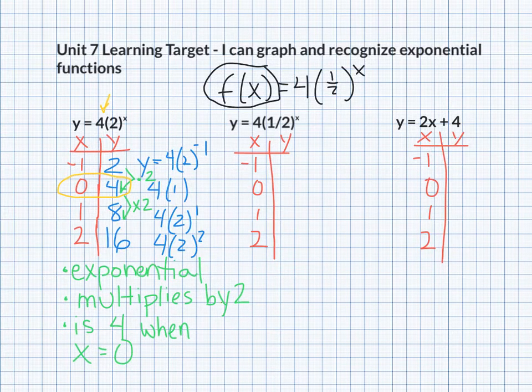Okay. Let's compare that to the next function. I'm not going to do the whole thing, but here's what I will want you to do for class. I want you to write the same facts after we go through this one, and then the same thing for the third one. I'm going to start you on this, but 4 times 1/2 to the -1. Well, that's like 4 times 2. That's 8. Okay, 4 times 1/2 to the 0. That's just 4 times 1. That's 4.